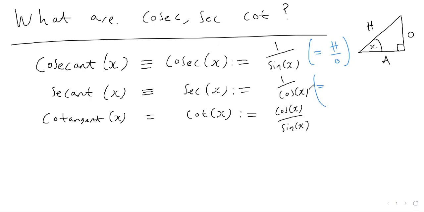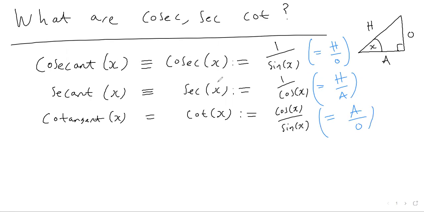And you can think about your sec, your 1 over cos, as your hypotenuse over your adjacent. So that's what sec is. And you can think about your cot as your adjacent over your opposite side instead. So adjacent over opposite.